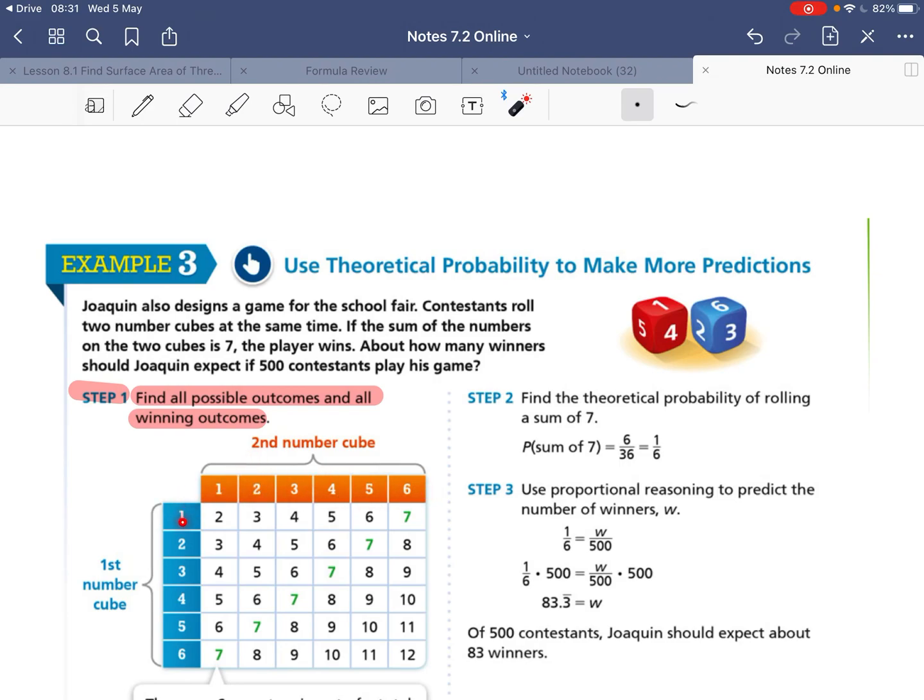So then the sum of the 2, so you could roll a 1 and a 1 would give you 2. You could roll a 1 and a 2 would give you 3. A 1 and a 3 would give you 4. A 1 and a 4 would give you 5. Rolling a 1 and a 5 would give you 6. A 1 and a 6 would give you 7. So you need to write all of the possible outcomes down. So you need to make a table here, okay?